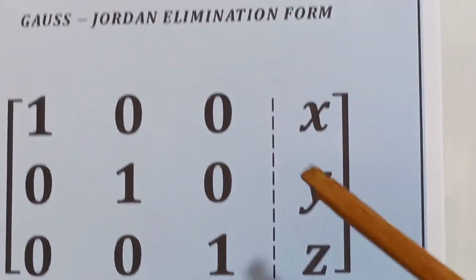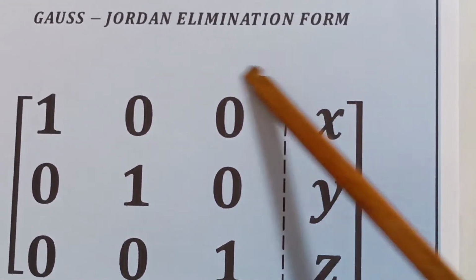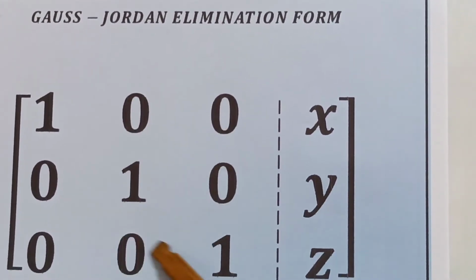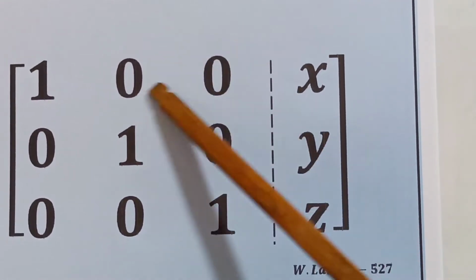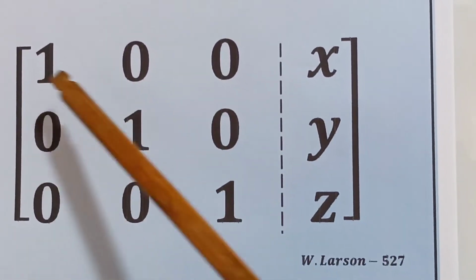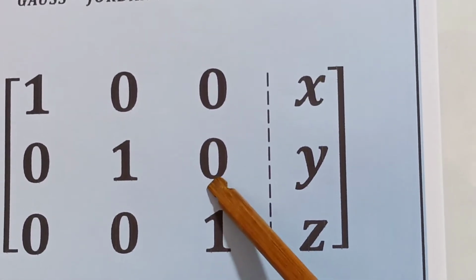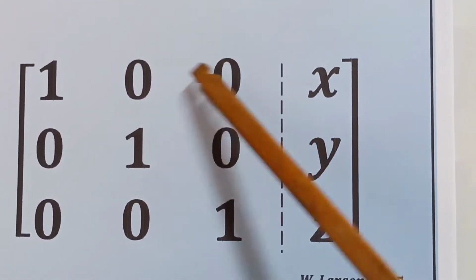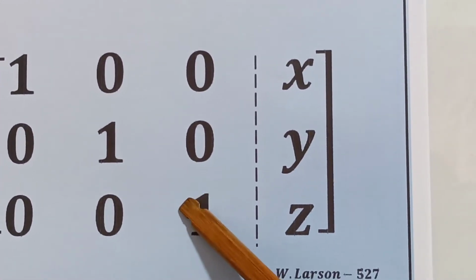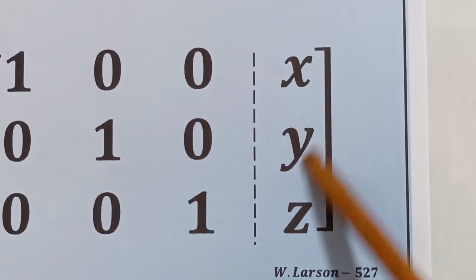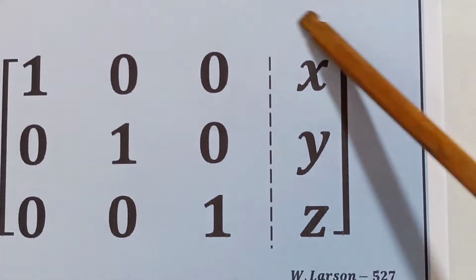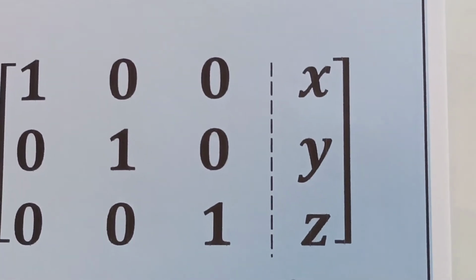The Gauss-Jordan elimination form is quite similar to the Gaussian elimination form. The only difference is that zeros occupy all the slots in the 3 by 3 matrix, up and down of this diagonal of leading ones. And your answers in the augmented matrix relationship are like this: x, y, and z, divided by this broken line here.